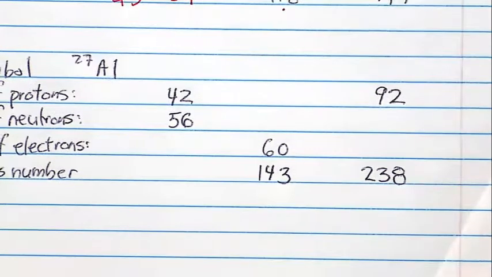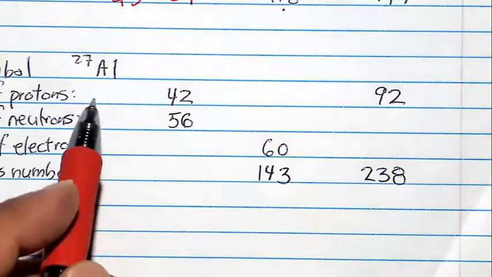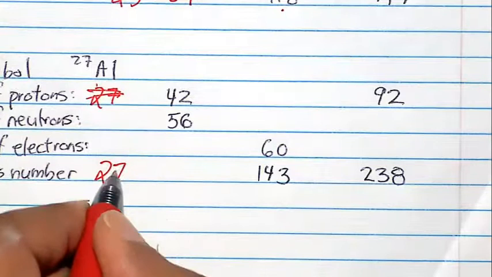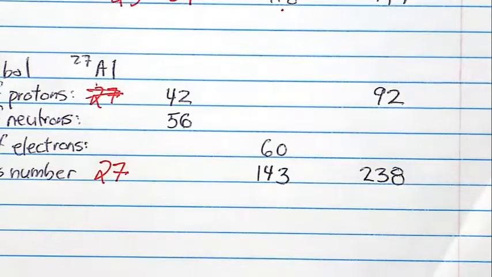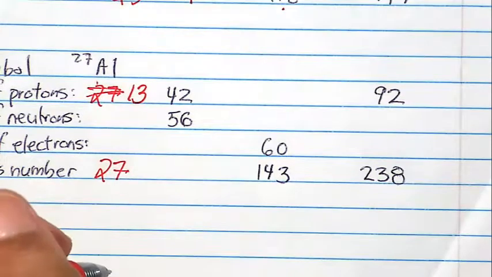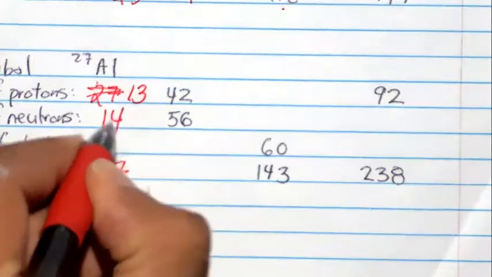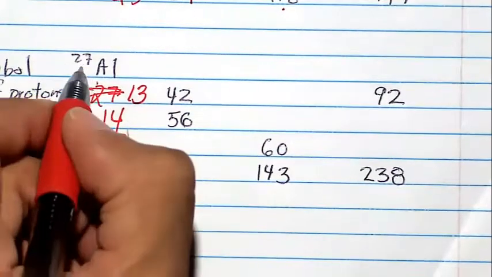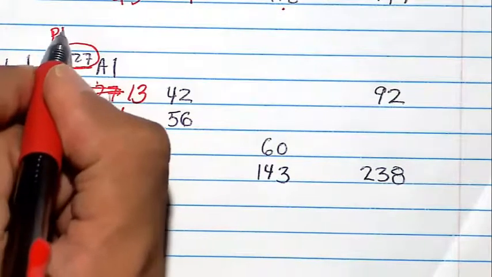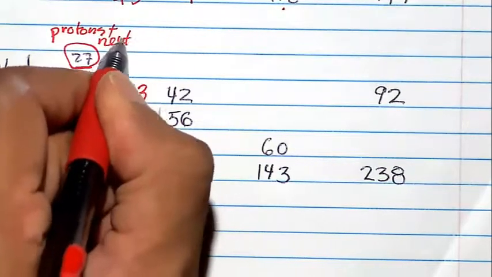All right, a final problem here. These are all neutral species, so we should be able to flow through these really quickly. The number of protons in Al, you don't see a charge here. The mass number is going to be 27. The number of protons is going to be 13. The number of neutrons is going to be 14, and the number of electrons is going to be 13. This is the mass number, so protons plus neutrons. That's the designation.